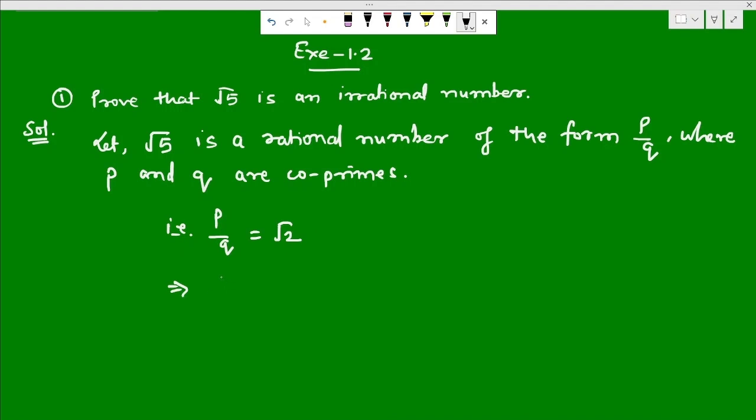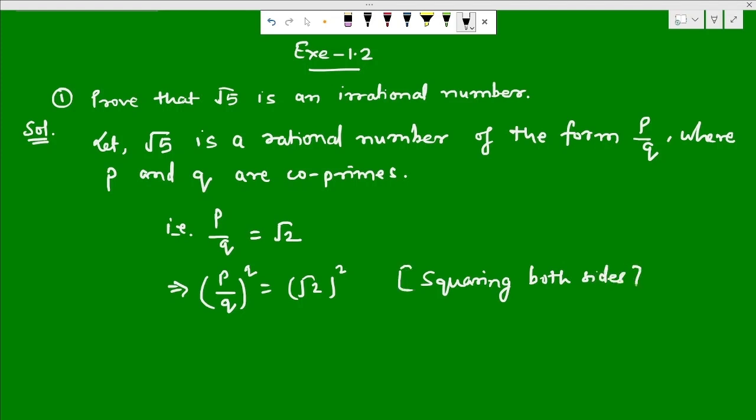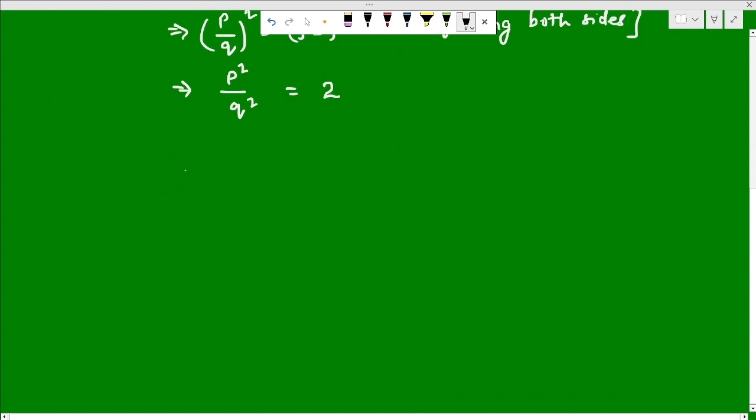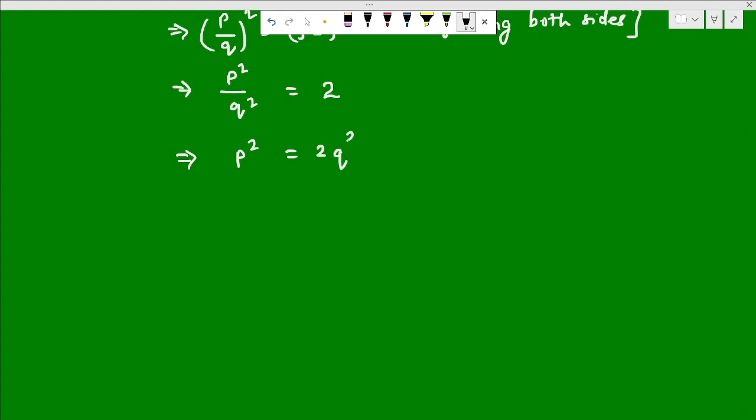Now in the next step, we take the square of both sides, the square of LHS and the square of RHS, and here we'll mention squaring both sides. After squaring, what are we getting? In LHS we get p square upon q square, and in RHS the root and square will cancel and we'll get 5. Now transpose this q square to RHS. It will become 5q square.